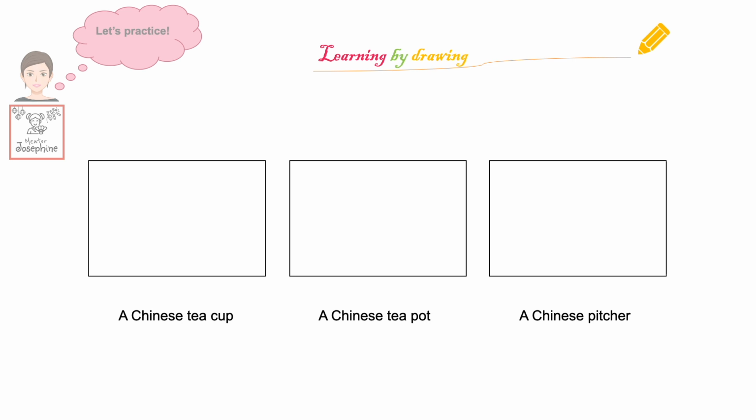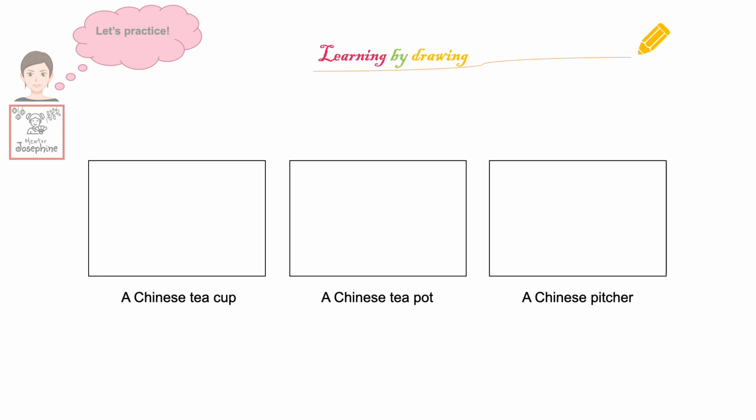In the second activity, I would like you to draw the tea utensils, including a Chinese teacup, a Chinese teapot, and a Chinese pitcher. You have seen these 3 utensils from the last activity. Let's see if you remember them. You can pause the video for a few minutes and finish your drawing. Let's look at the answer together.